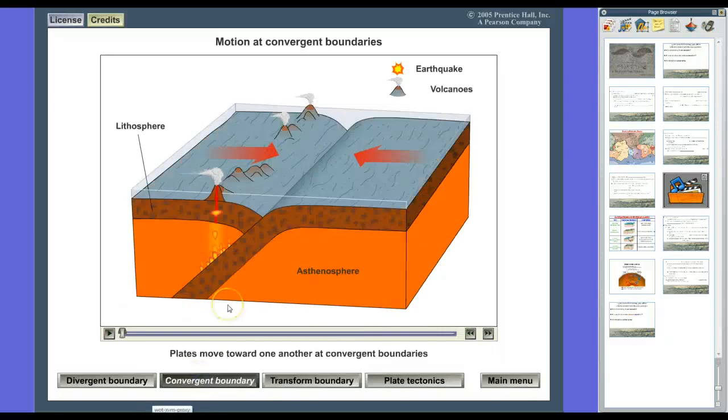Finally, the convergent boundaries. Here's an oceanic one. Okay, so we hit play. This plate's being pushed under because it's more dense, and as it melts, it creates a magma hotspot, which creates volcanoes, and you have your island arc right here.